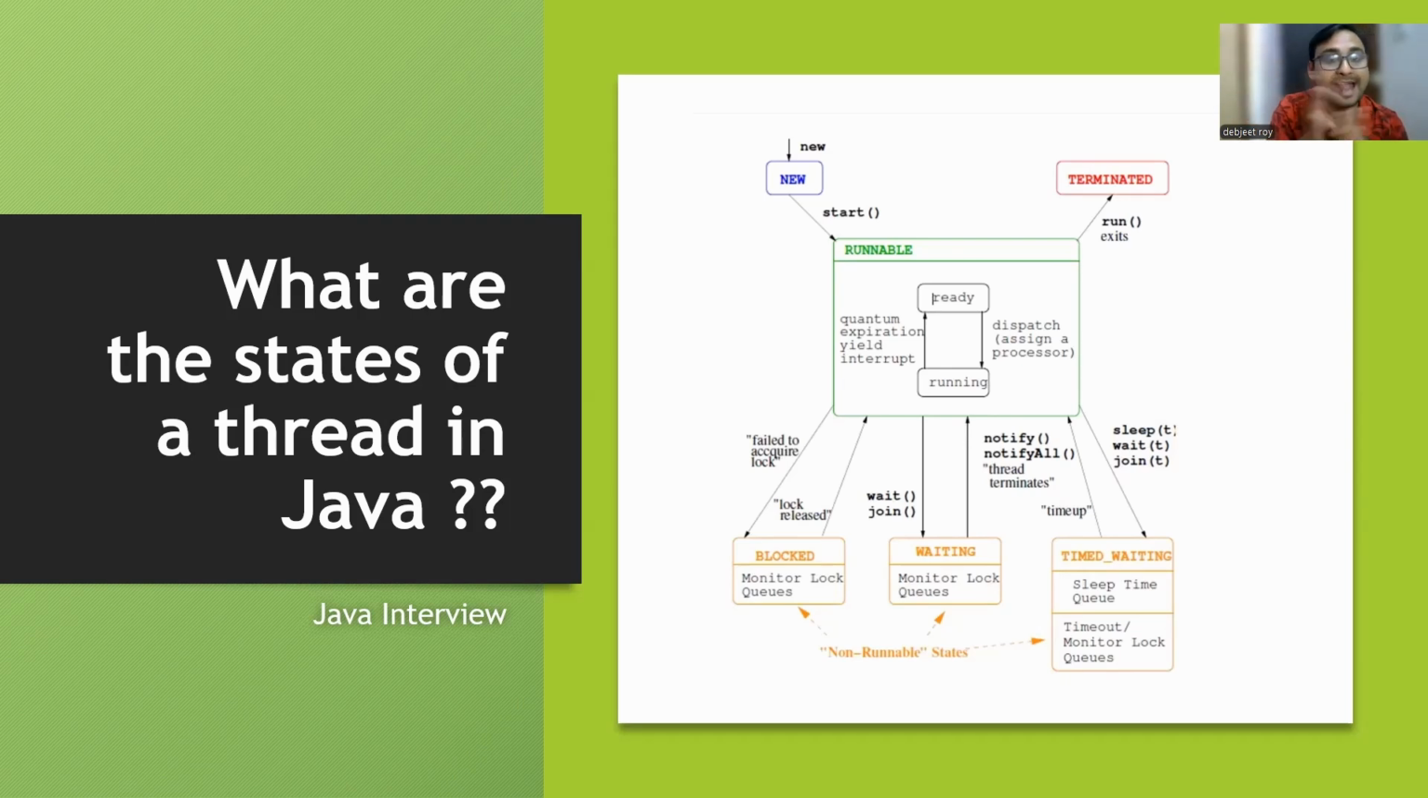Whenever you are adding the join method over a thread, it will allow the other thread to execute first if its priority is more than that particular thread. Or else this particular thread only will work. So like that, you have to understand.